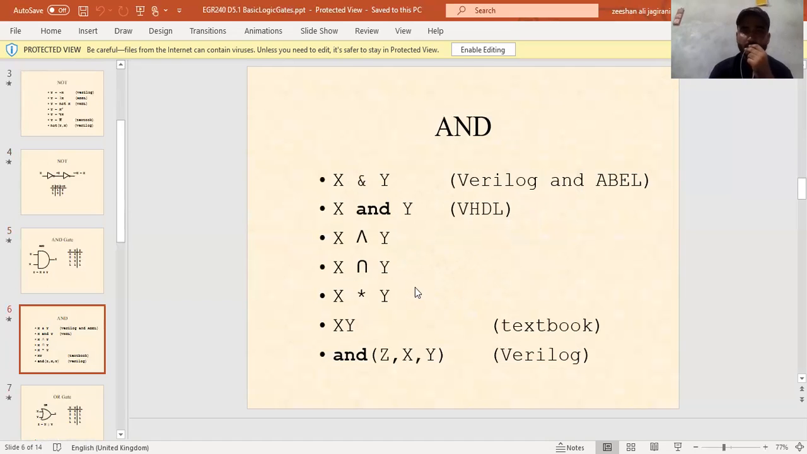The AND gate has two inputs, X and Y. In Verilog it is X and Y, in VHDL X and Y, and the other notations are X star Y, X Y, and in the textbook Z equals X Y.